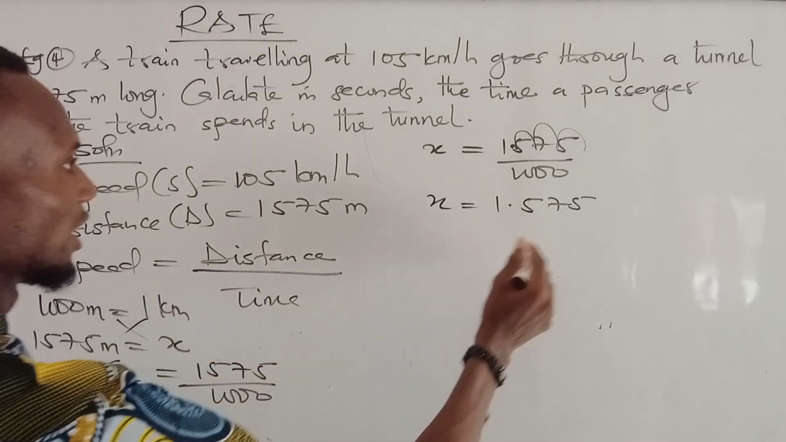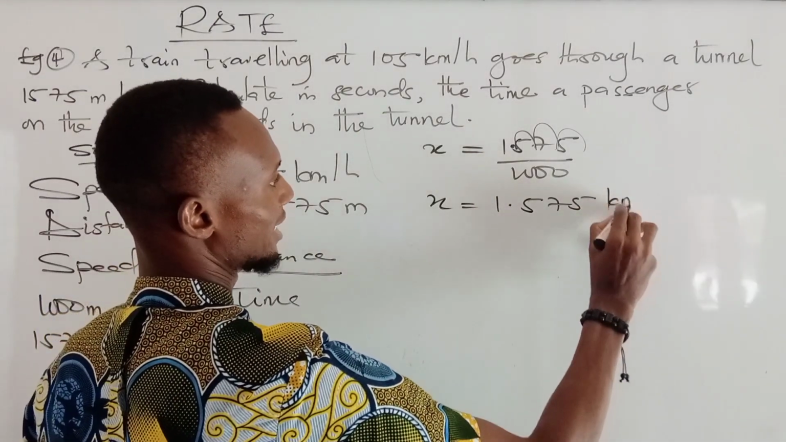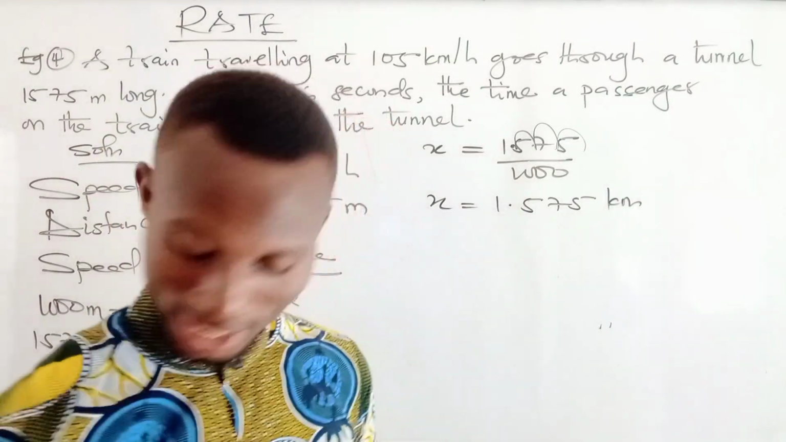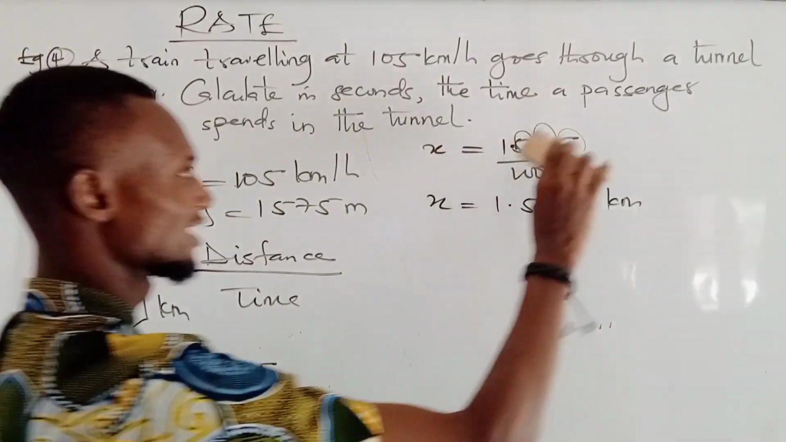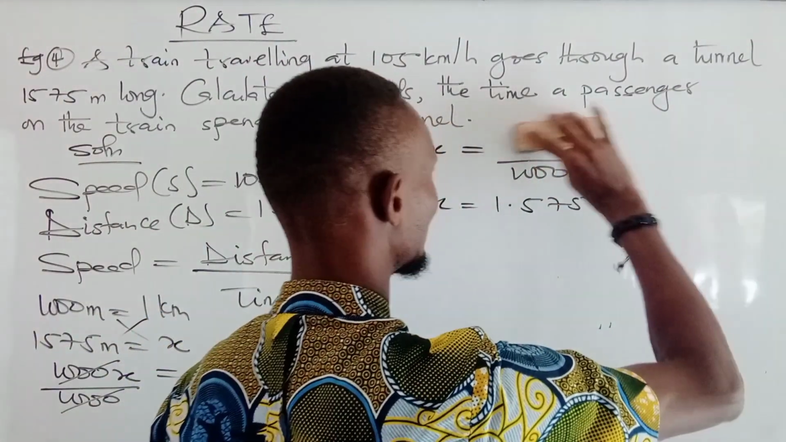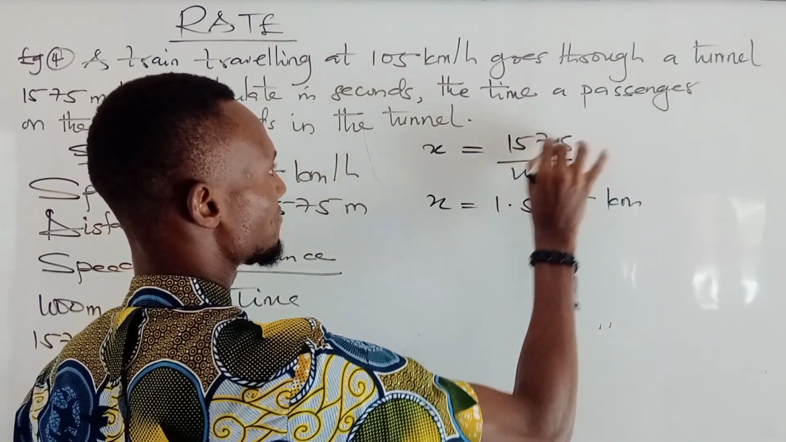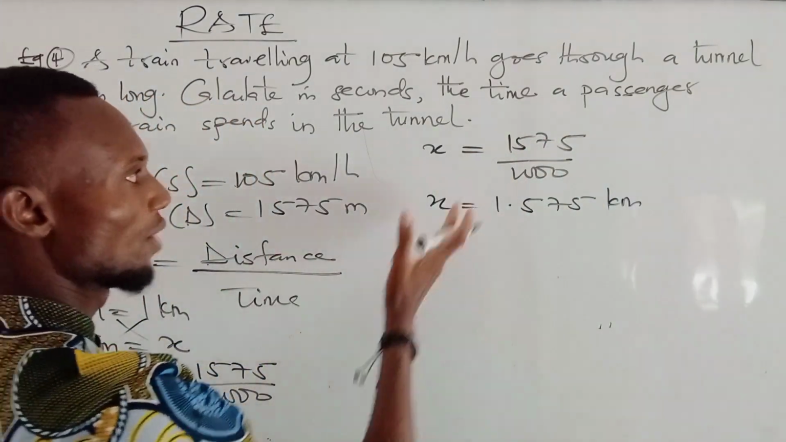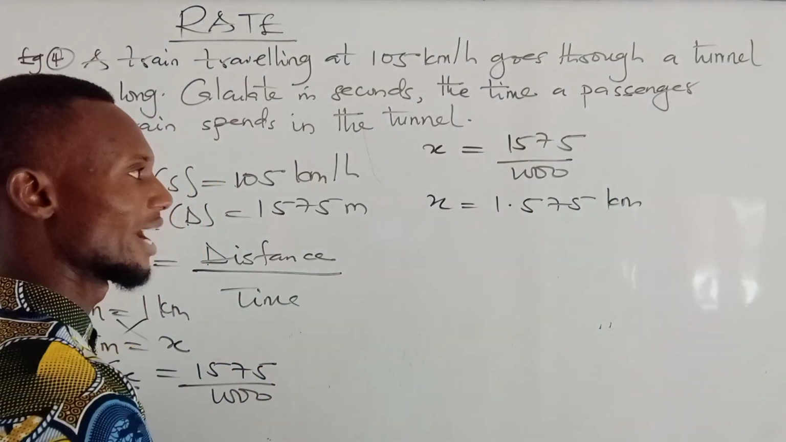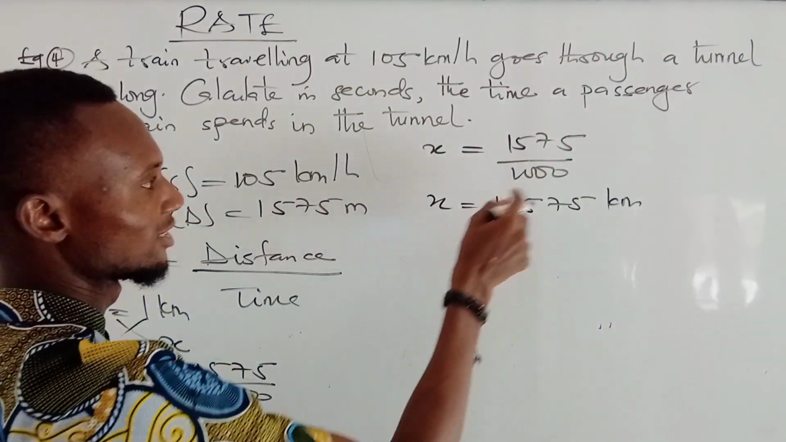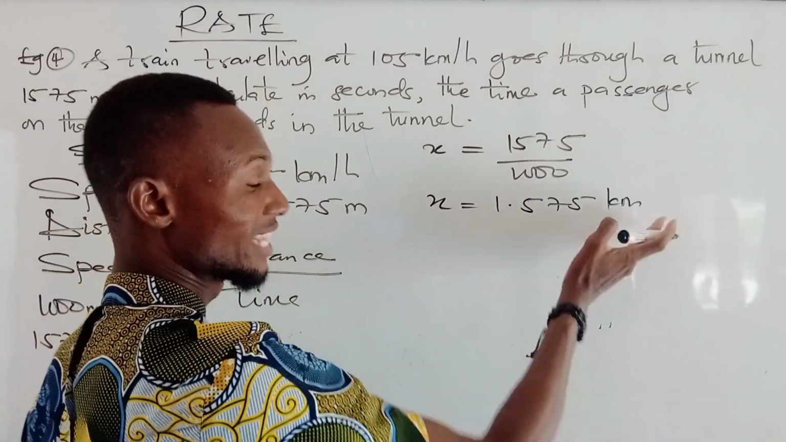We are changing it to kilometers. I hope you agree with me up to this point. Let me clean this one and write it well so that anyone watching can see it. We have 1575 over 1000, and when we change it to decimal, this is what you are getting. We just stand at the back and move 3 steps forward, and that gives us 1.575 kilometers.